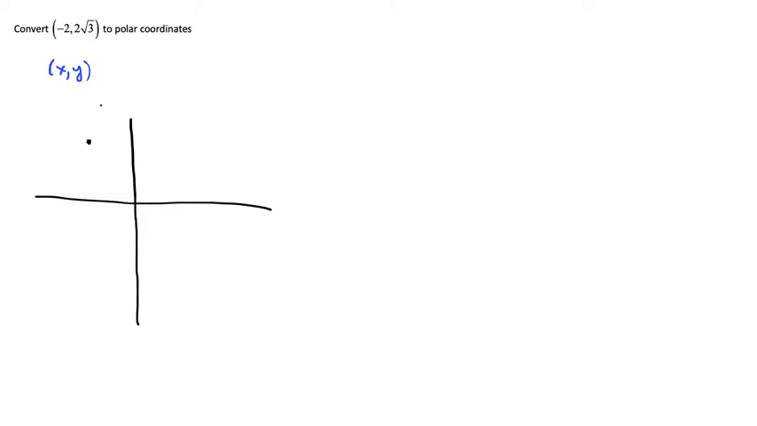So what we want to do is find the polar coordinate. Now remember, what is the polar coordinate? Polar is a point that is given by (r, θ). So we want to find this angle, which is in standard position, and we want to find this r. How are we going to convert from rectangular into polar? Remember, r² is equal to x² + y², and tangent of θ is equal to y over x.